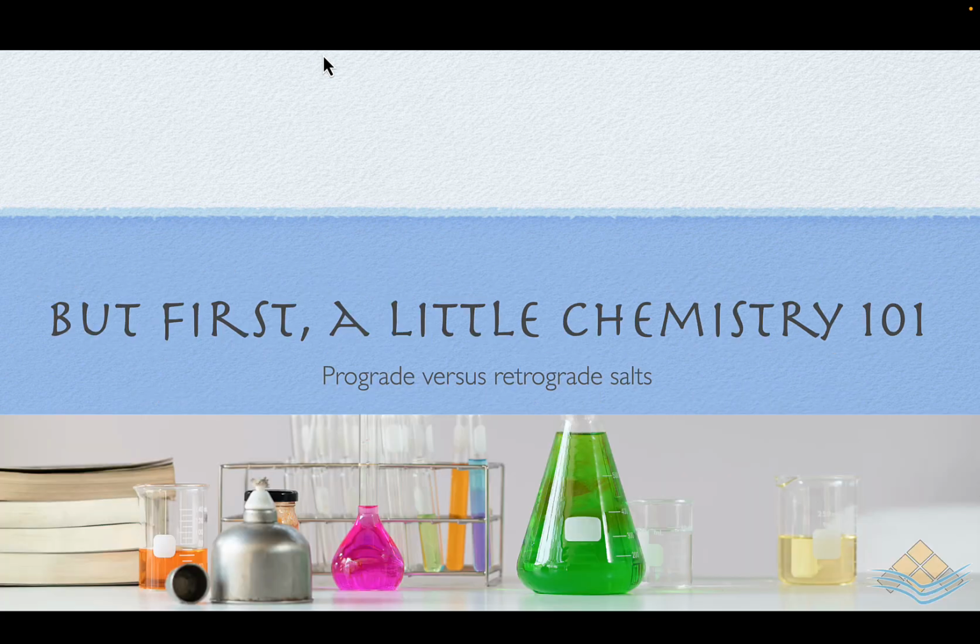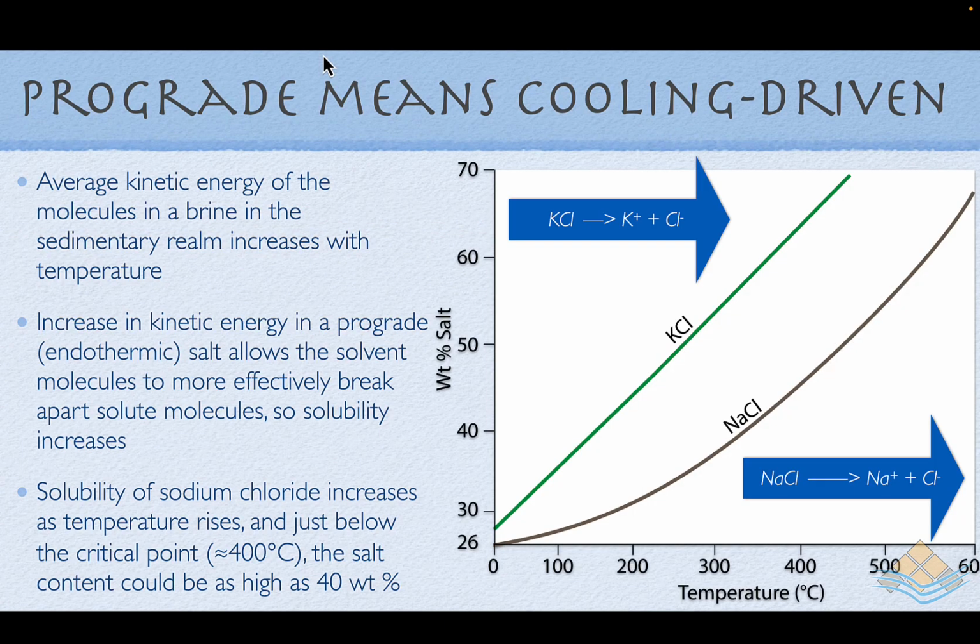But before we do that, let's go back and do a little bit of Chemistry 101 and remind ourselves of the difference between prograde and retrograde salts. A prograde salt has a solubility that increases with temperature. So we're looking at how much of a salt we can put into solution as the temperature increases, typically measured in weight % of the particular salt phase.